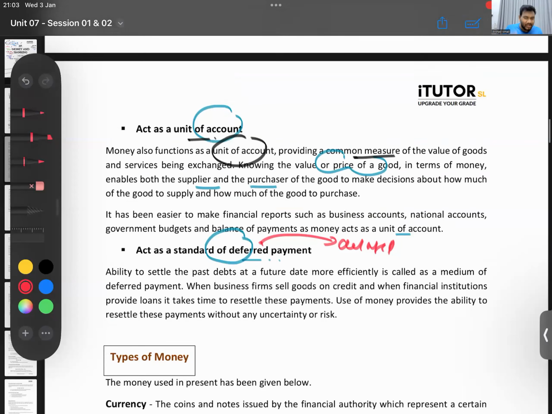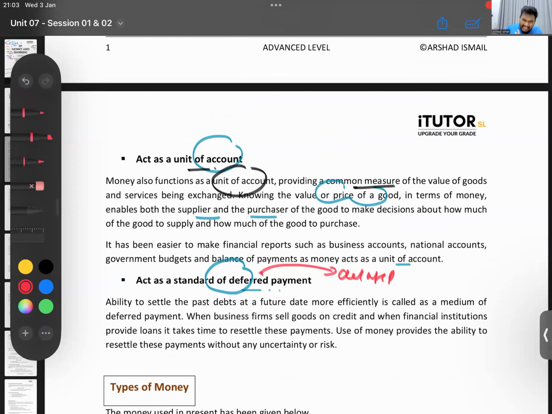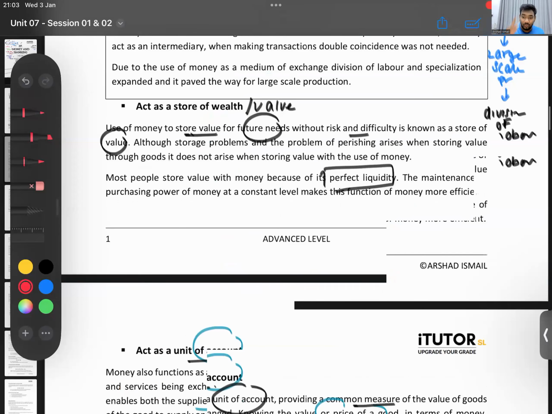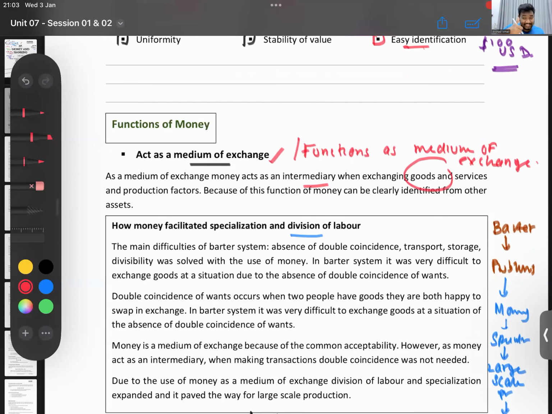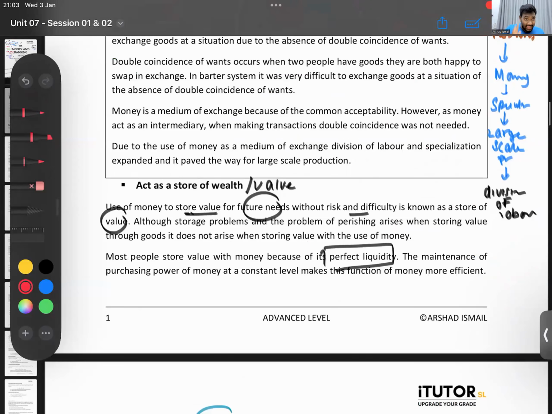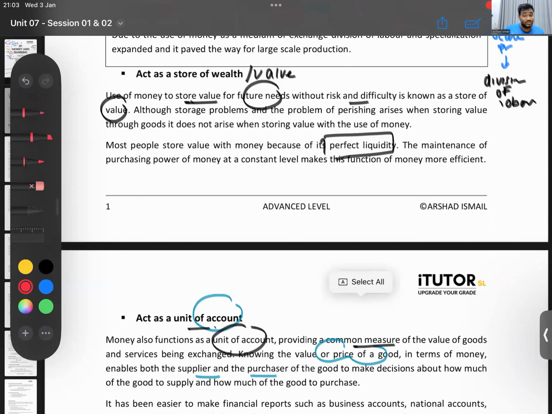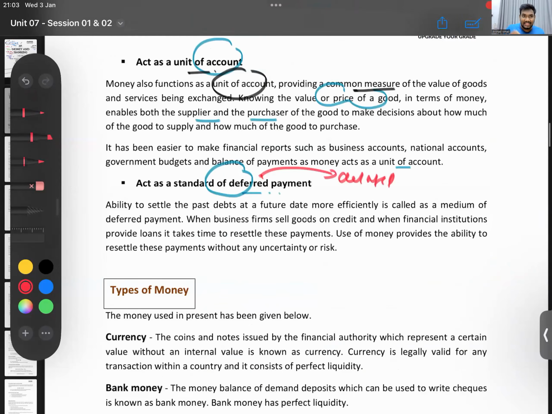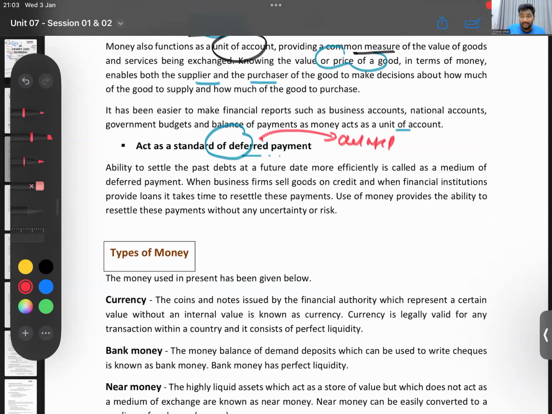So those are the 4 functions. Very simple. I didn't go into detail because you all learned this in business studies also. O levels also you would have learned. So what are the 4 functions once again? First one, acts as a medium of exchange. Second, acts as a store of wealth or store of value. Third, acts as a unit of account. And last one, acts as a standard of deferred payment. Is that fine?